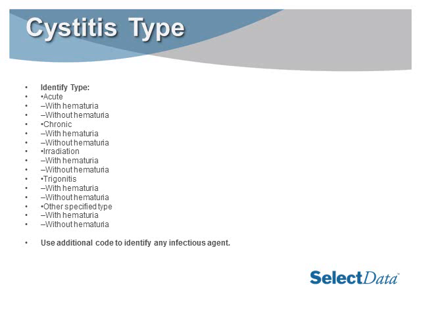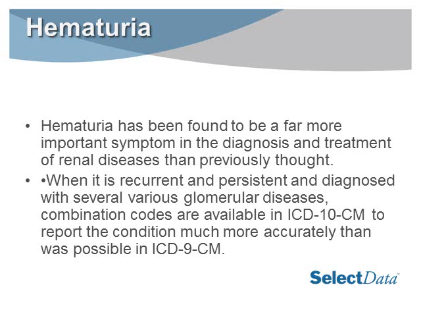As you can see, we now have multiple choices for cystitis. We have to identify whether it's acute with or without hematuria, chronic with or without hematuria, whether it's due to radiation, whether it's trigonitis, or another specified type, all with or without hematuria, and we must add an additional code to identify the infectious agent.